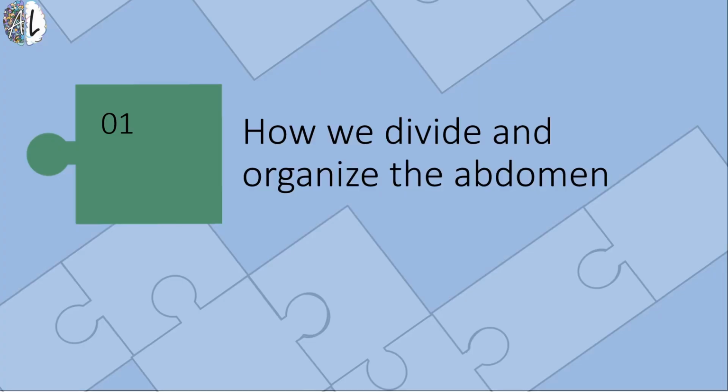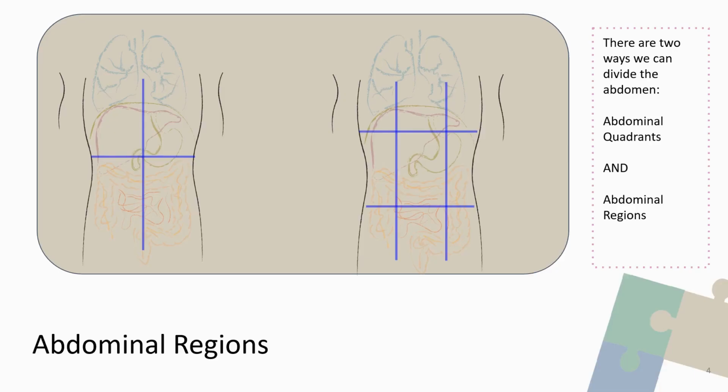So let's first take a look at how we divide and organize the abdomen. I've got two pictures here. Let's first look at the left side of this picture. What you really see is the human body. I have shaded out some of the organs. This is not really an organ-specific discussion, but the organs are inside of the abdomen and inside of the pelvis. I placed a little blue plus over the top, and this really divides the abdomen into 4 sections.